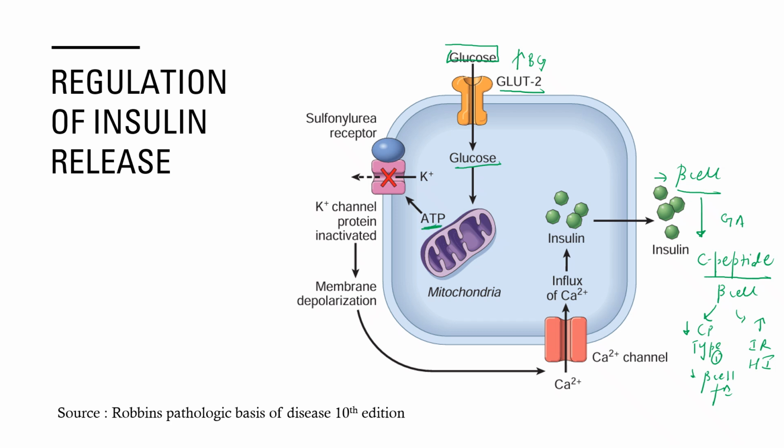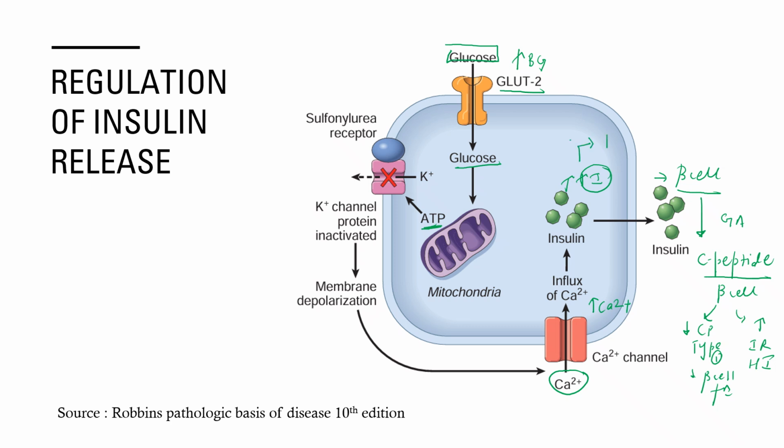Now, what happens is whenever ATP gets activated, it facilitates the Ca2+ influx. Now, Ca2+ influx will then lead to an increase in the Ca2+ levels. Now, that would lead to an increase in the insulin levels. So, even though there is an increase in the insulin level, there is a stepwise release of insulin.